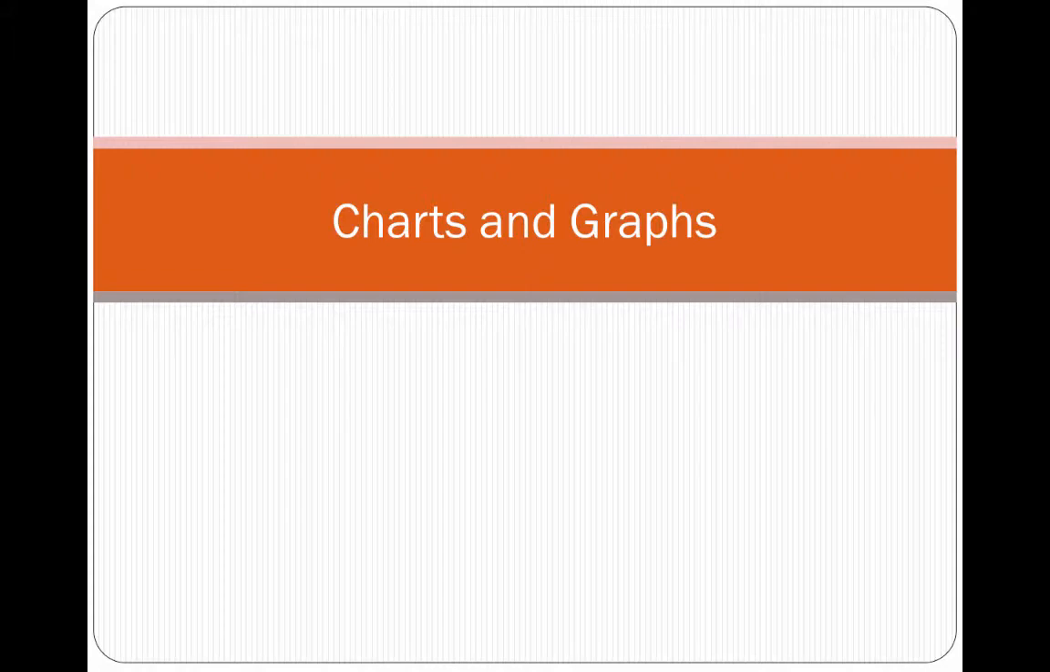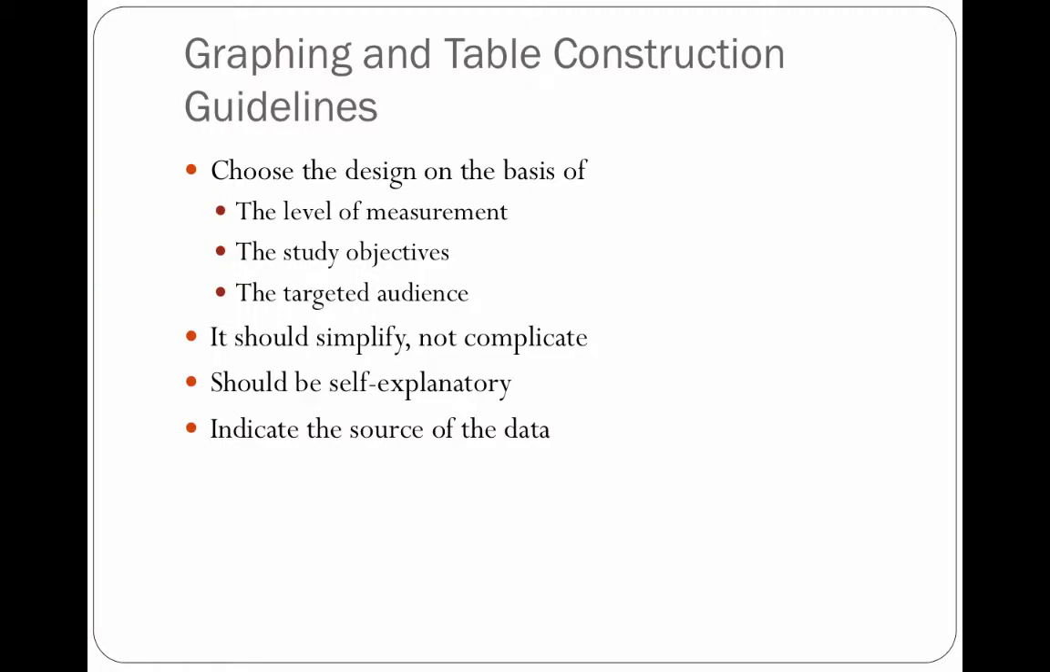Today we are talking about charts and graphs, and particularly the different types of charts and graphs that you can use and how to best interpret them and when to use which type of chart or graph. So to start off with, you want to choose the design on the basis of a couple of things. First of all, you want to think about the level of measurement. Are you looking at primarily nominal level data or numeric level data? The level of measurement is going to change the type of graph or table that best illustrates the data.